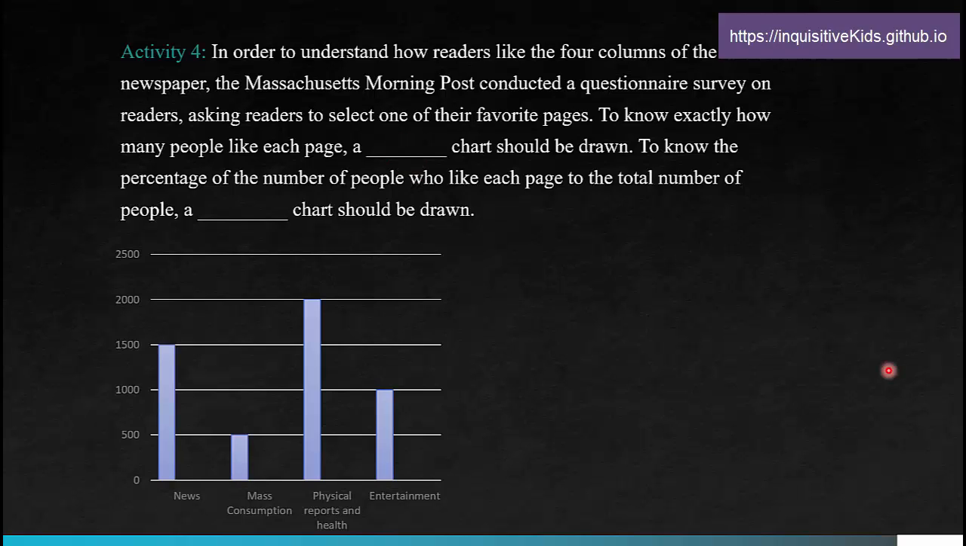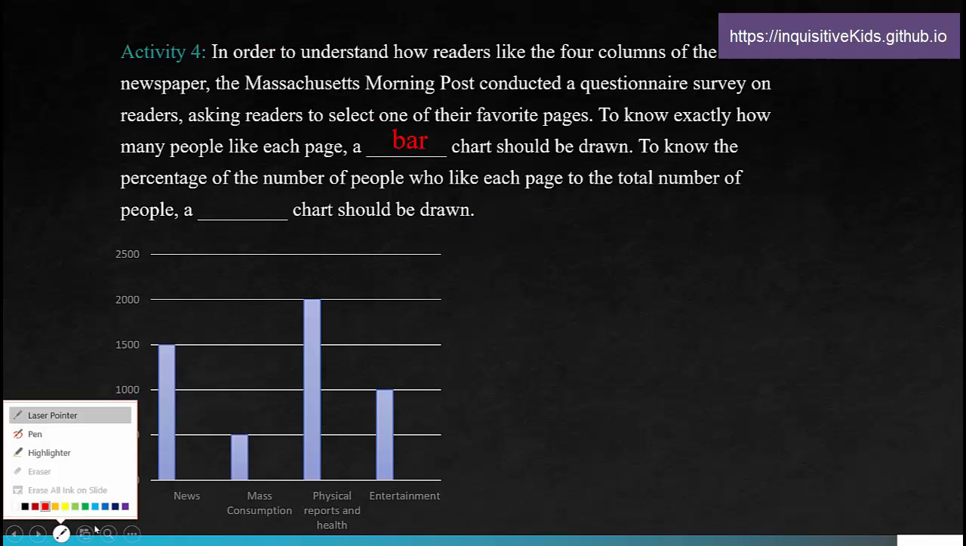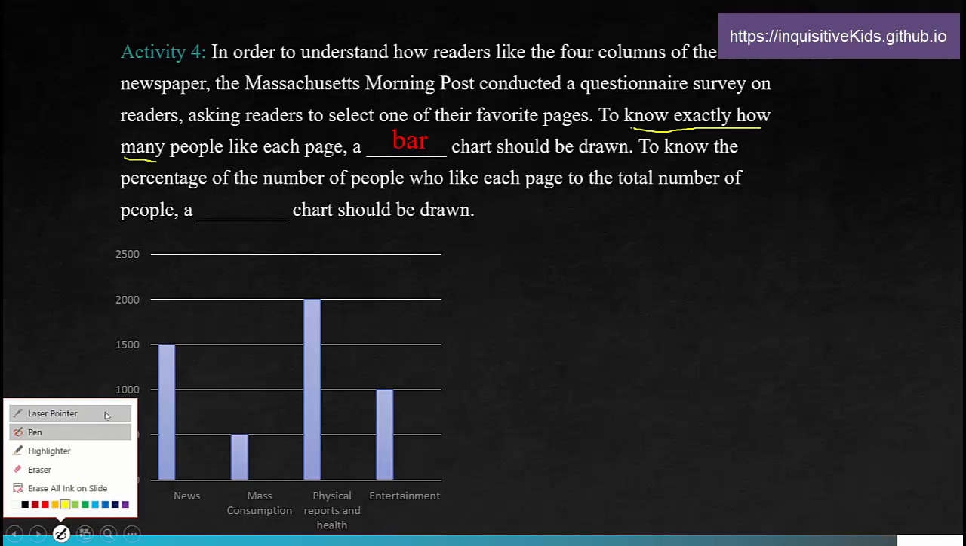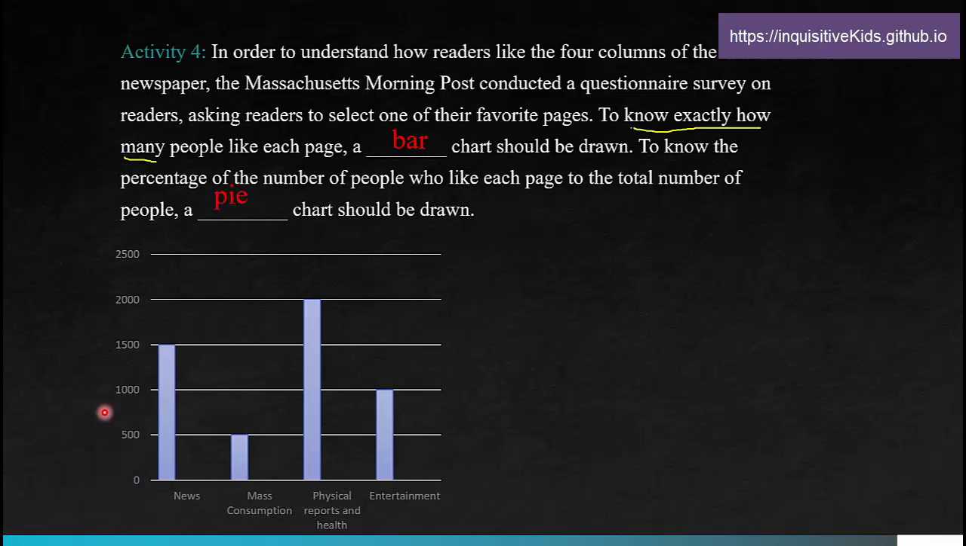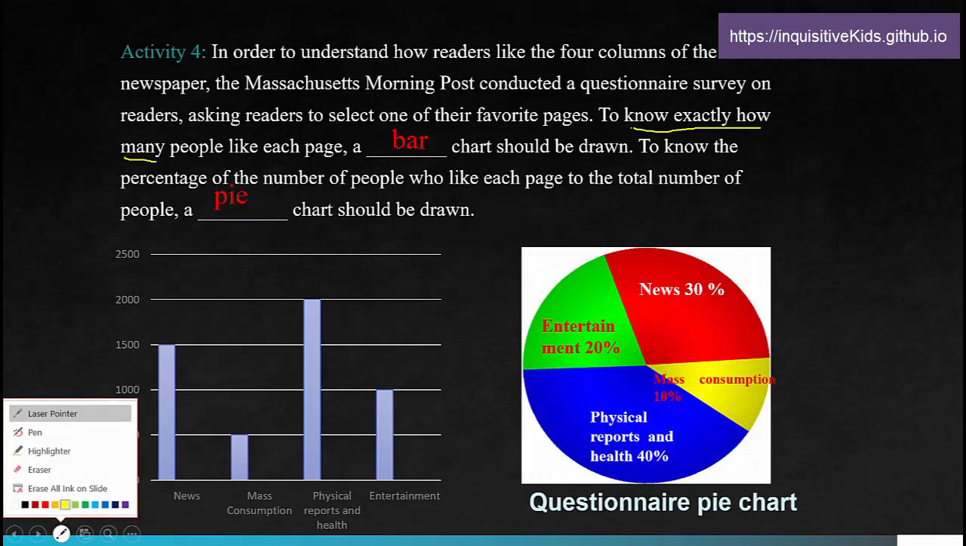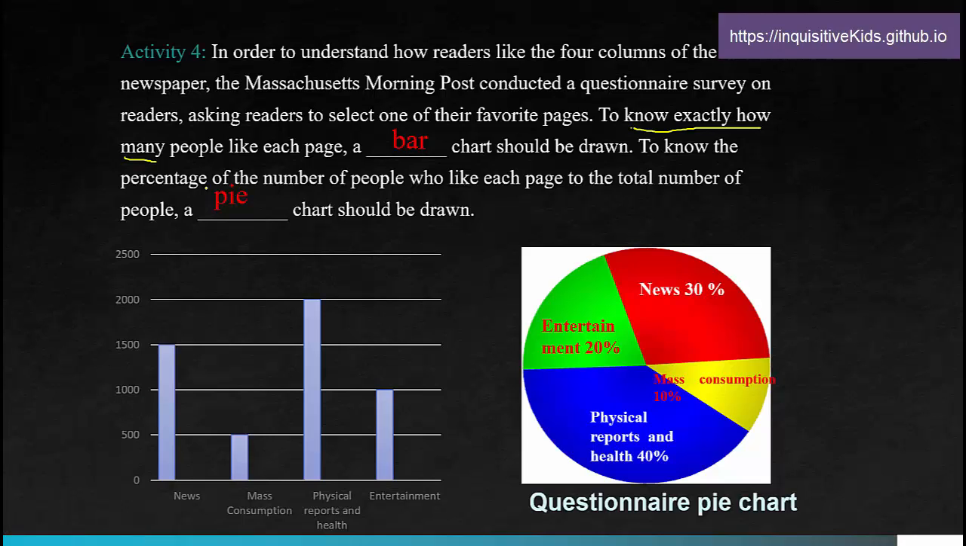So the answer is, to know exactly how many people like each page, a bar chart can be drawn, because we know that a bar chart is known for knowing exactly how many people like each page. And a pie chart could be drawn for comparing the percentages and the relationships between each piece of data.